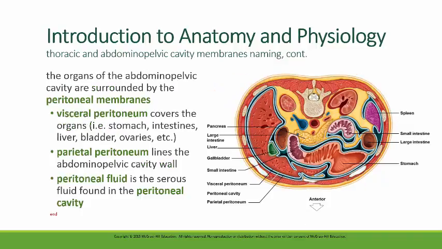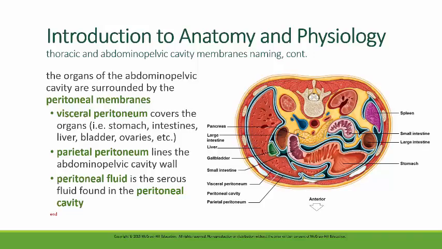And then last of all is the organs of the abdominal pelvic cavities, which are surrounded by and found inside the peritoneal cavity. And so we talk about them as the peritoneal membranes. Peritoneal membranes are large, and they completely cover and surround all of the organs that are found within the ventral body cavity, the abdominal pelvic cavity.